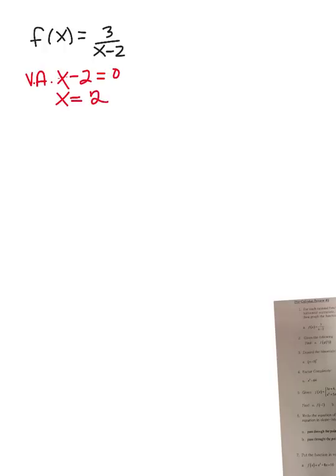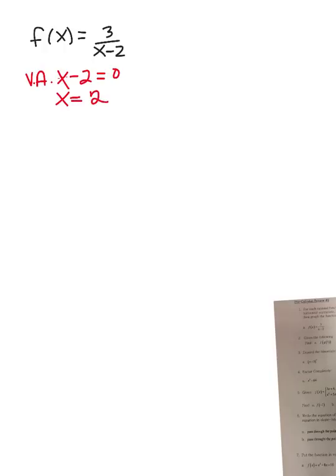So 1a is f of x equal to 3 over x minus 2. I notice that this is not factorable, so that means there's not going to be any holes. So for my vertical asymptote, I take the denominator, x minus 2, and set that equal to 0. So my vertical asymptote is x is equal to 2.